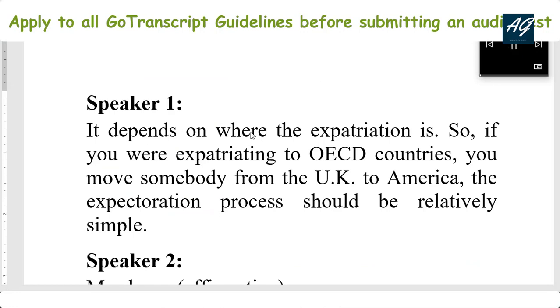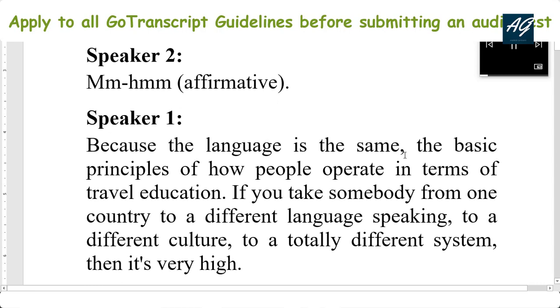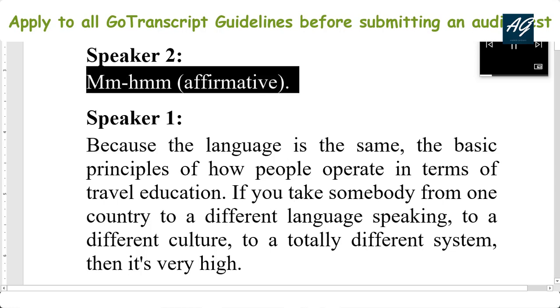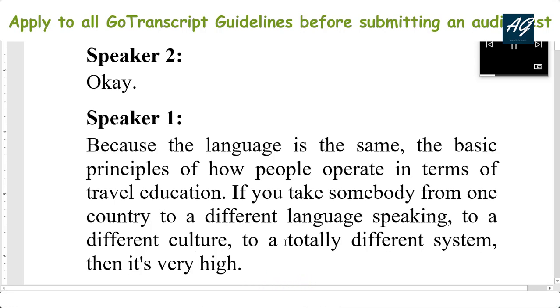It depends on where the expatriation is. So if you're expatriating to OECD countries, you move somebody from the UK to America, the expatriation processes should be relatively simple, okay? Because the language is the same, the basic principles of how people operate in terms of travel, education. If you take somebody from one country to a different language speaking, to a different culture, to a totally different system, then it's very high.